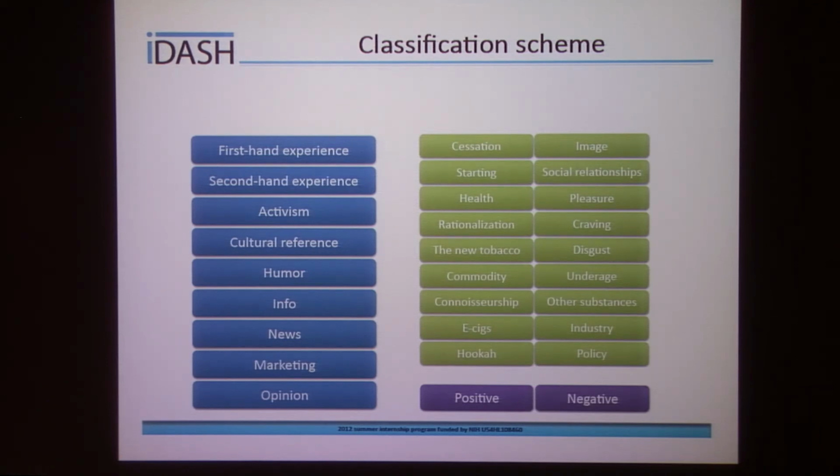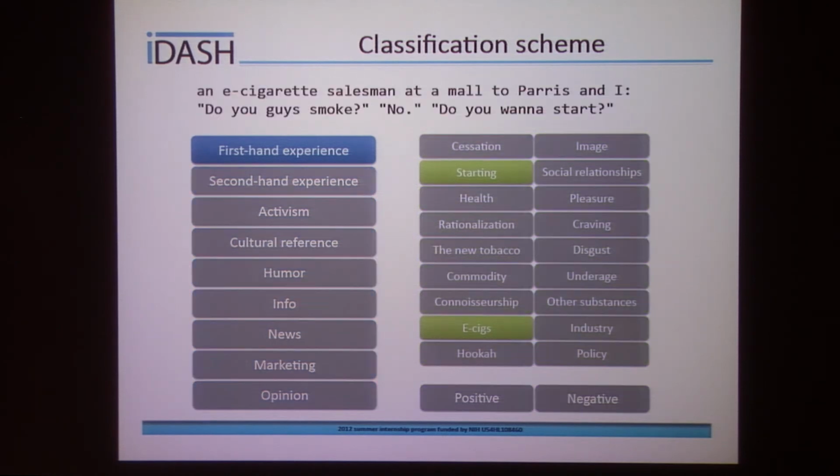Theme is what is it about? Is it about social image? Is it about starting tobacco usage? And so on. And sentiment is just positive, negative, or neutral toward tobacco. So a couple examples of actual tweets. An e-cigarette salesman at a mall to Paris and I: do you guys smoke? No. Do you want to start? So that is a first-hand experience that has to do with starting tobacco usage and e-cigarettes.